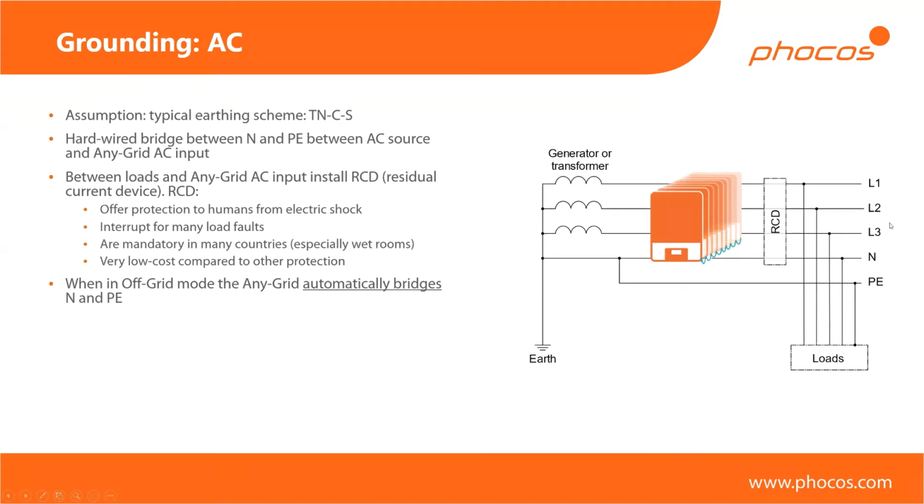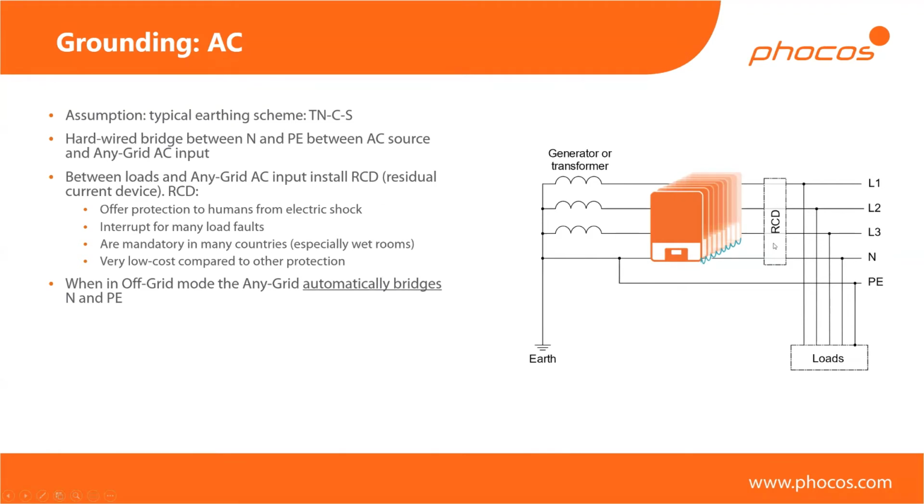Then there's the AC output grounding. Typically, you'll have an RCD, a residual current device, also called a GFCI in the Americas, which will monitor the current on all the lines. And if ever any current escapes towards ground, for example, somebody's touching a cable or there's a problem in any of the connected loads, then the RCD will cut power to all of these lines.